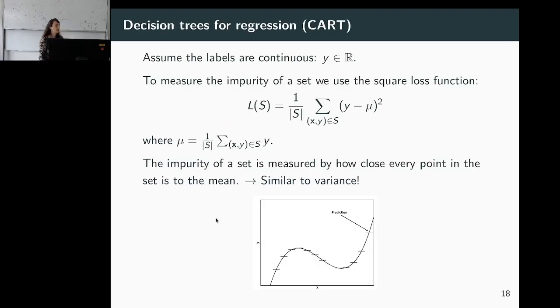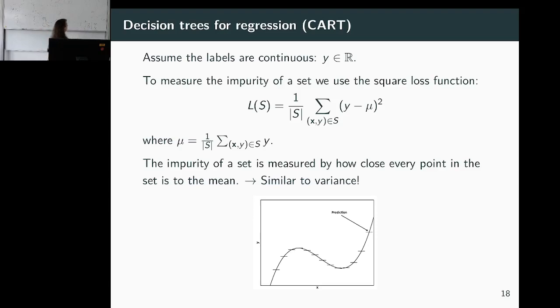And here is an example of how you can use it for regression. Basically, you don't do anything else for regression. Decision trees can be used in completely the same way. The only thing you need to change is your loss function, because obviously we cannot use our Gini or entropy anymore, because we don't have classes or probabilities right now. The only difference is, if our labels are continuous, then this is the way to measure the impurity of a set.